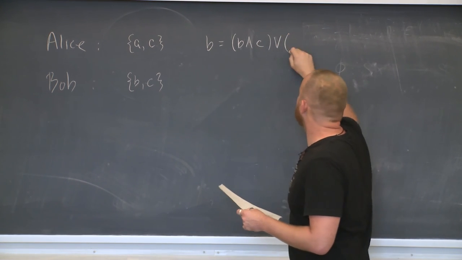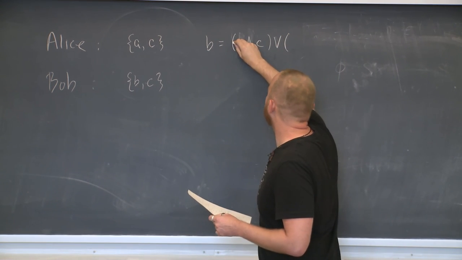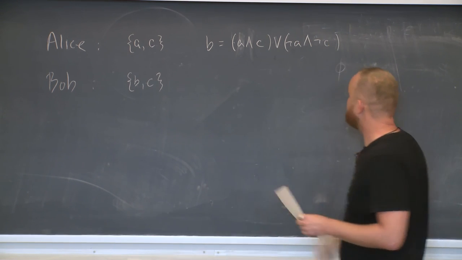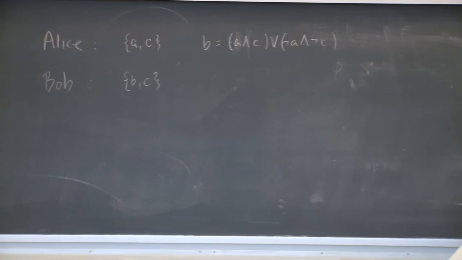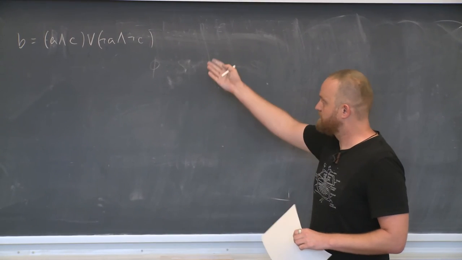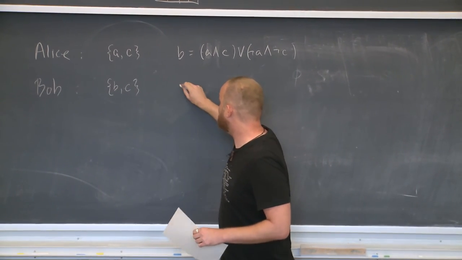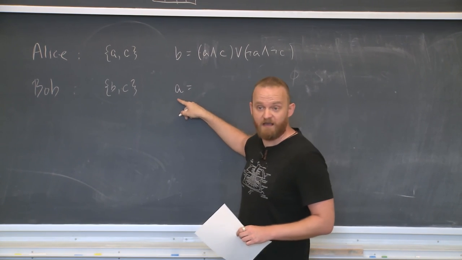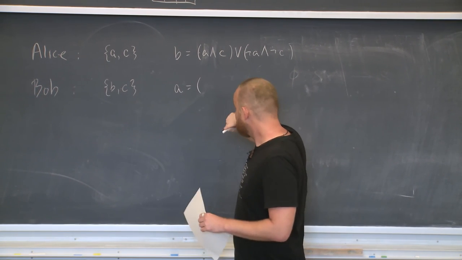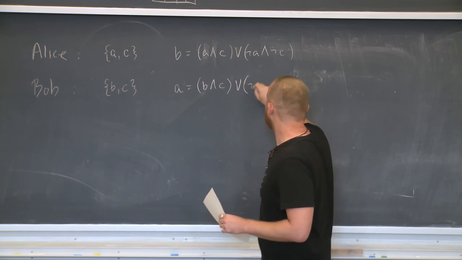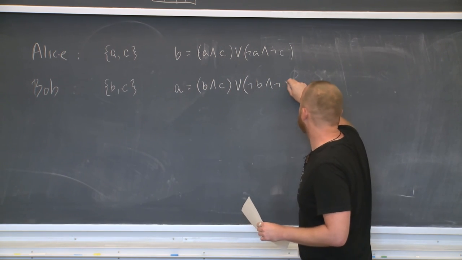Or, sorry, A and C, or not A and not C. So she can construct a statement B out of her atomic statements. Bob can construct a composite statement out of his atomic statements of the form B and C, or not B and not C.